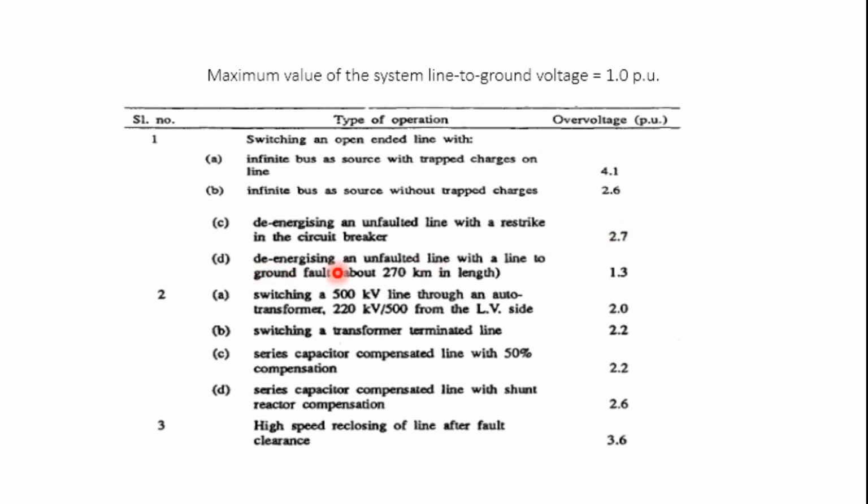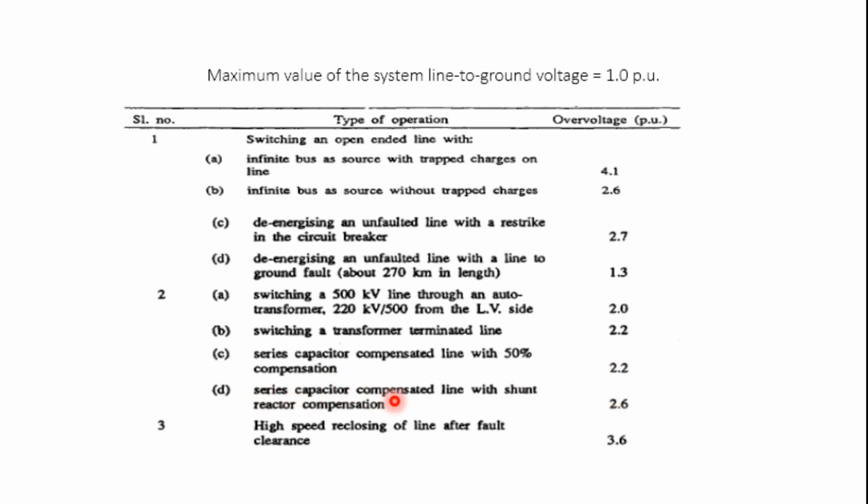If there is de-energization of an unfaulted line with a line to ground fault, considering a medium length line, it is 1.3 times the over voltage. The second condition is switching the voltage of a 100 kV line through an auto transformer of 220 by 50 kV on the LV side, where the over voltage will be 2 times. Switching a transformer terminated line gives 2.2. And for a series capacitor compensated line with 50% compensation, the magnitude will be 2.2.